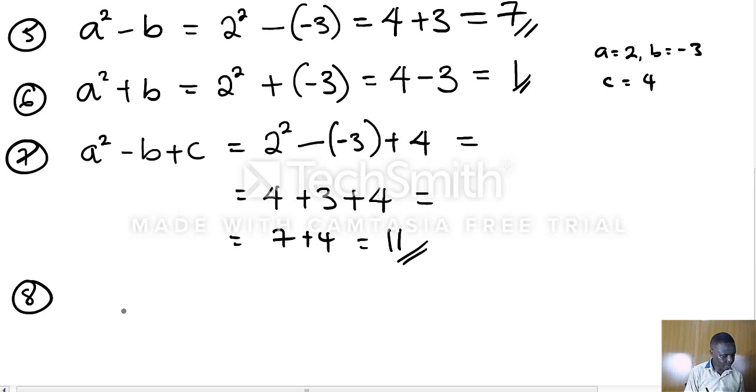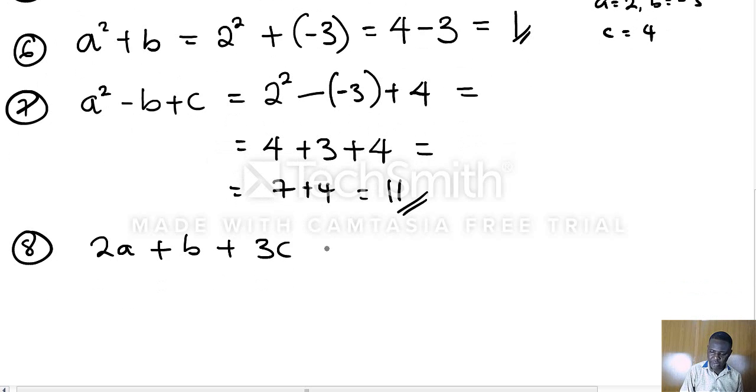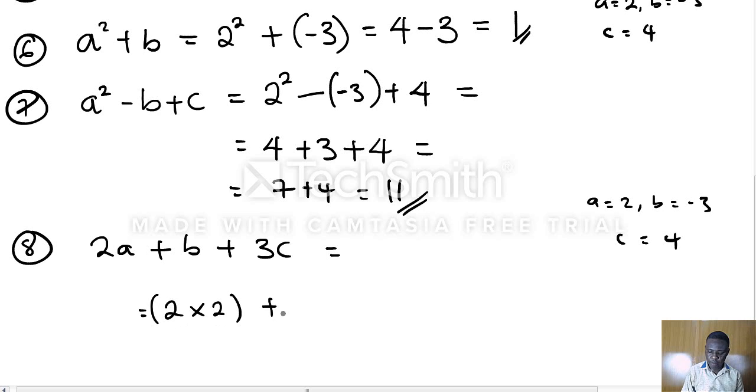Question 8 says 2A plus B plus 3C. We'll also do same by substituting. We said A is 2, B is -3, and C is 4. So that when you substitute, this becomes 2 times, what is the value of A? The value of A is 2. Let me put it in bracket, plus B.